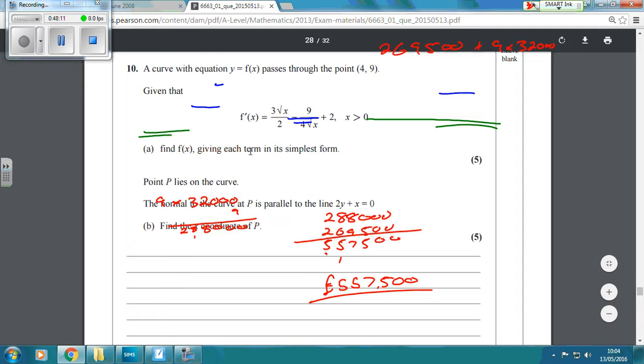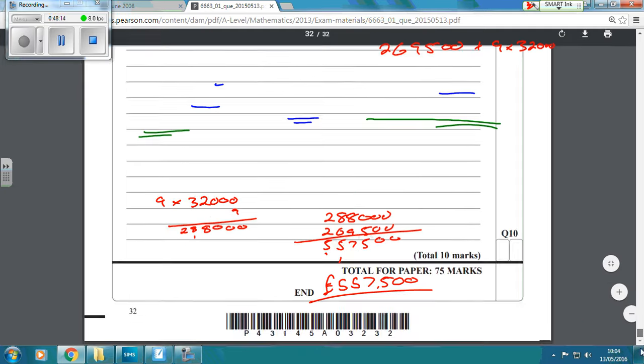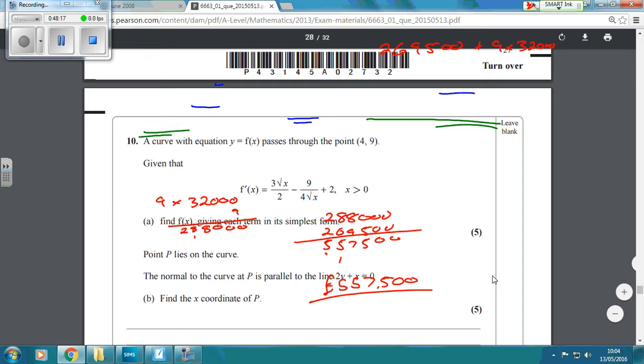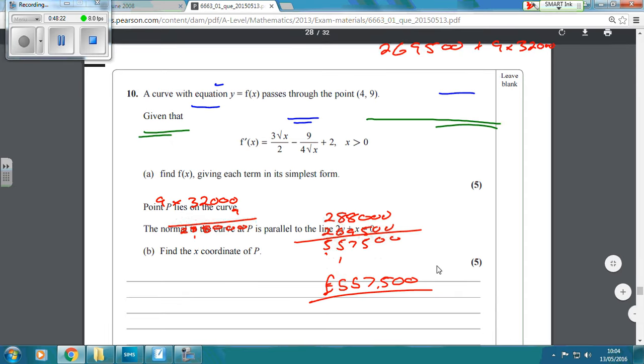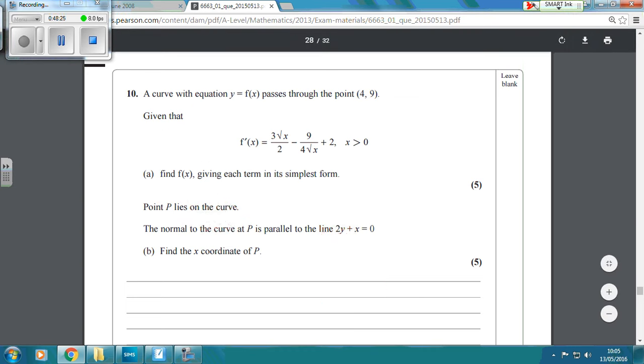So, question 10, which I believe is our final question. So this is it. We get to this point and we're confident, especially on that last question, question 9, that we've got 100% up until this point. So we don't want to let it drop here. So the first thing is being able to recognize this question. We've got f dash of x, the gradient function, that asks us to find f of x, and it also gives us a coordinate. So we've got to integrate it to find f of x, and then we've got to get rid of that plus c by putting in this coordinate here.